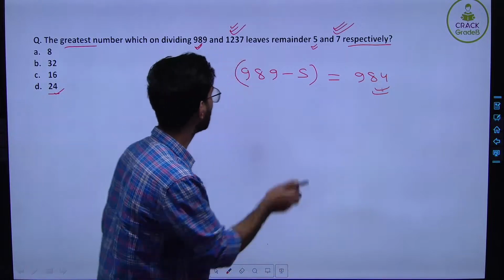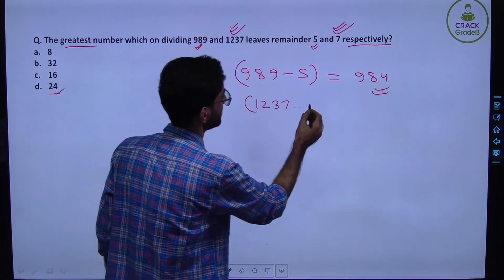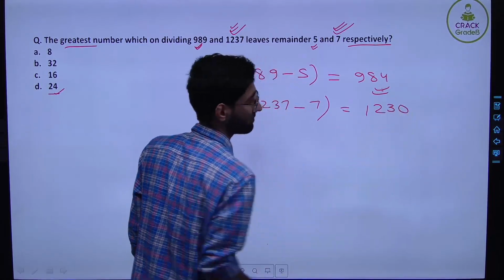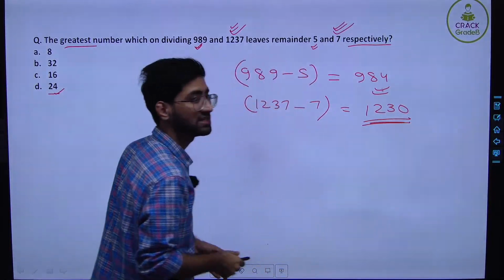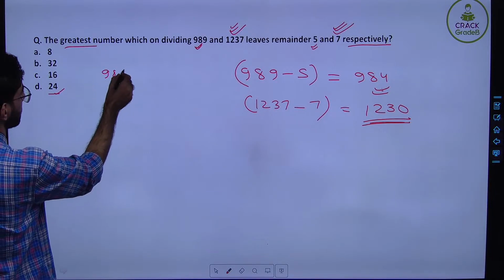Means the greatest number can divide this number completely. Now, if the greatest number divides 1237, it is leaving remainder 7. So let us subtract 7. What does it mean? That now this is 1230. Right? Let us prime factorize 984.